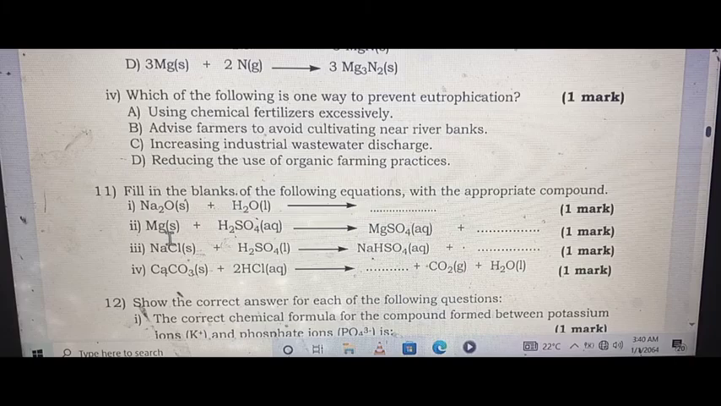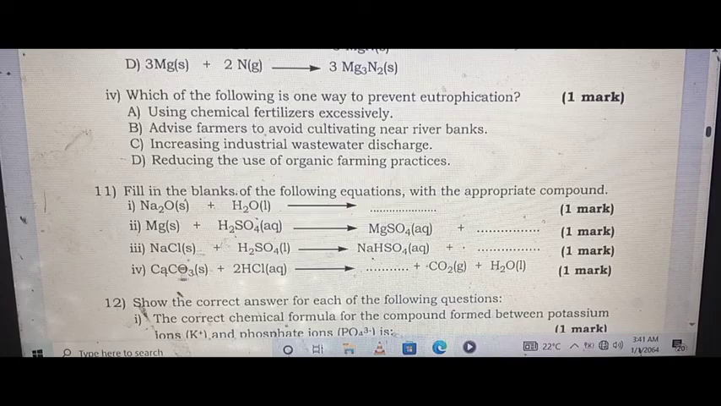2. Magnesium reacts with sulfuric acid to form magnesium sulfate and... The correct answer is hydrogen gas. 3. Sodium chloride reacts with sulfuric acid to form sodium hydrogen sulfate and... The correct answer is hydrogen chloride.